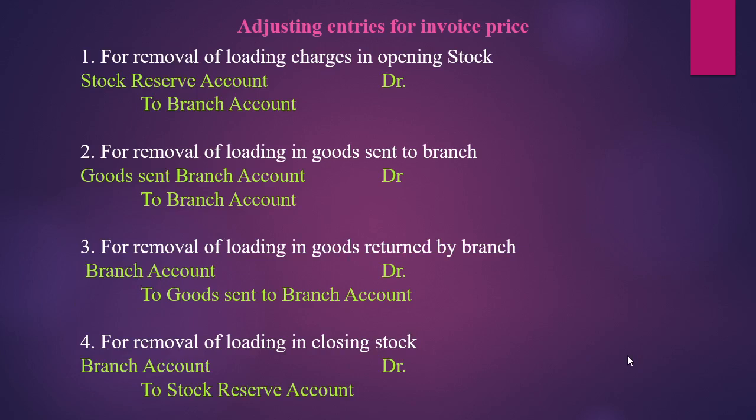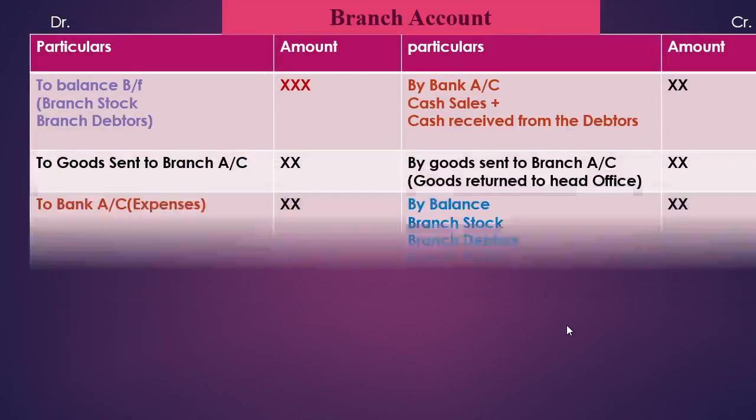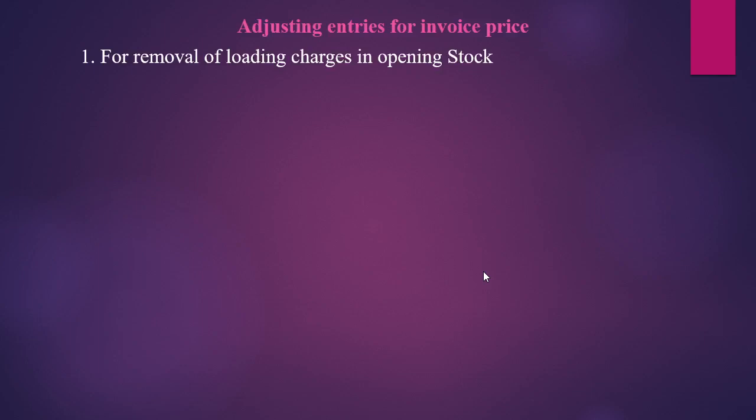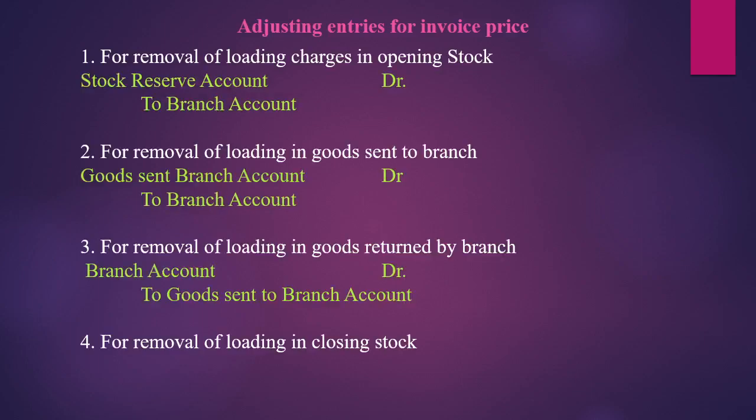So let us see how it will appear in the branch account. I hope you remember the format of branch account. We are going to write the opening stock here, sent to branch, and here for expenses, and here the sales proceeds, which is sent by the branch to head office, and goods returned by the branch, and the closing balances. So here we have to incorporate these four adjusting entries to branch account.